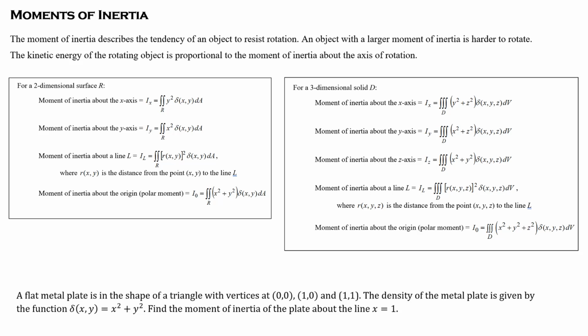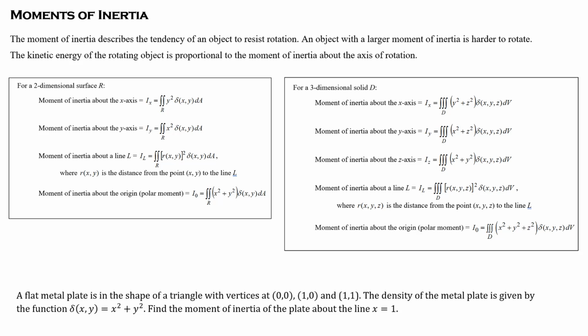Moment of inertia describes the tendency of an object to resist rotation. So an object with a larger moment of inertia is harder to rotate. Think about holding a very long stick from one end. It's maybe hard to rotate, versus if you hold it close to the middle, it's easier to rotate. That would have a smaller moment of inertia. And the other idea that you might have seen from physics is that the kinetic energy of a rotating object is proportional to the moment of inertia about the axis of rotation.